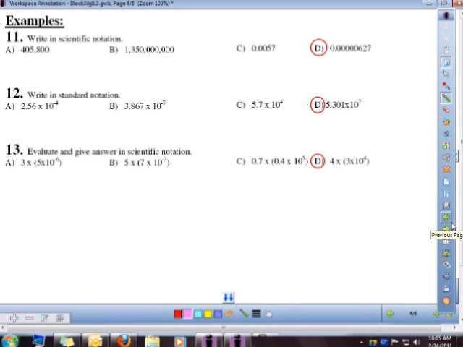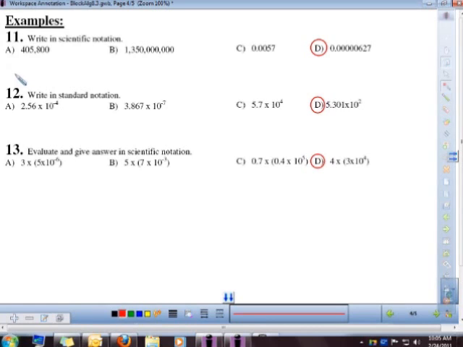A bunch of these are worked out on your notes, so look up there and pay attention. It says write in scientific notation. So we're going to take this number, 405,800, and write it in scientific notation. Now remember that first number that we write down has to be between 1 and 10. It cannot be 10. So I'm going to write down the number 4.058.